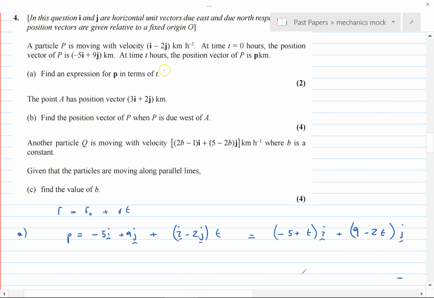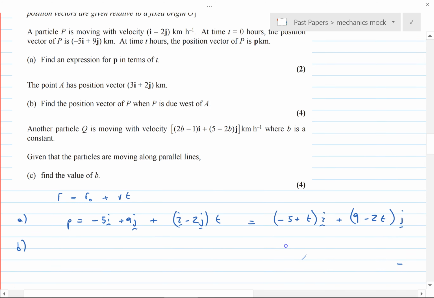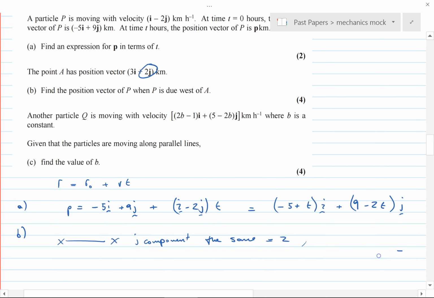Okay, part B. Part B says find the position vector of P when P is due west of A. That means they're in line in this way, due west. That means the j component is the same. But we know the j component is equal to 2, so it's equal to 2 in this case. So we just get 9 minus 2t equals 2, which gives us 2t is equal to 7, so t equals 3.5.